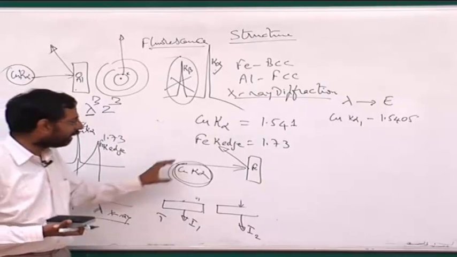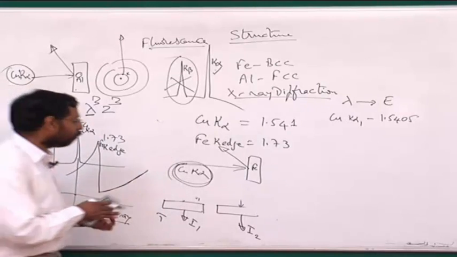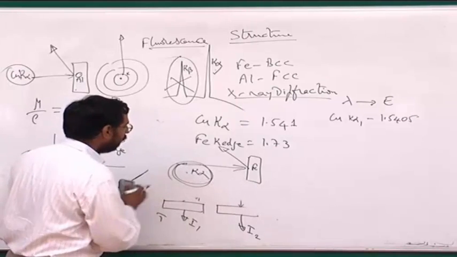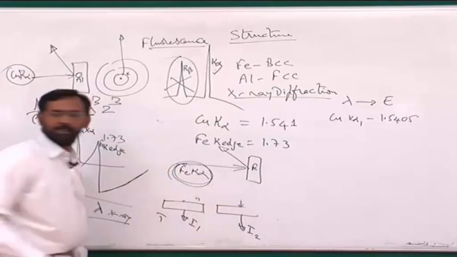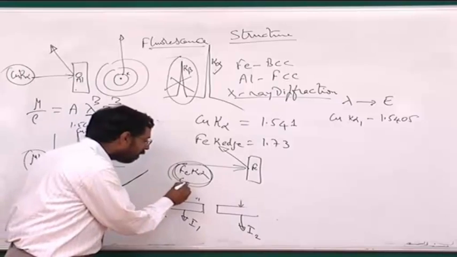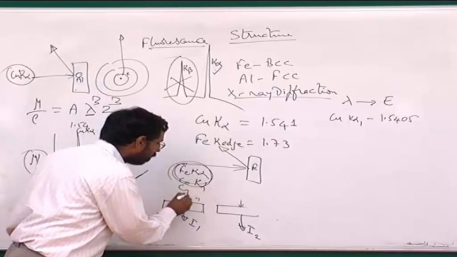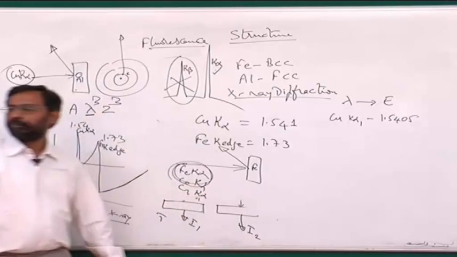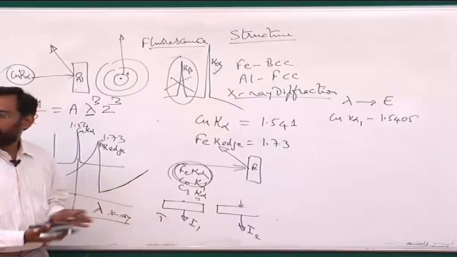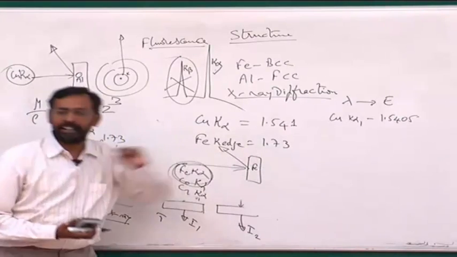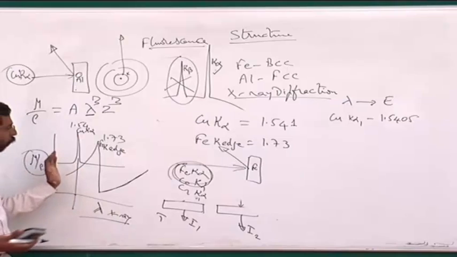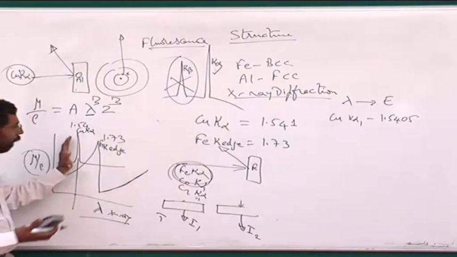So as a result, we have to be careful in choosing. That's why for iron, people choose either iron K alpha, or cobalt K alpha, or chromium K alpha, things like that, which all have lambdas which are higher than the K edge. You have to use always the lambda which is higher than this.